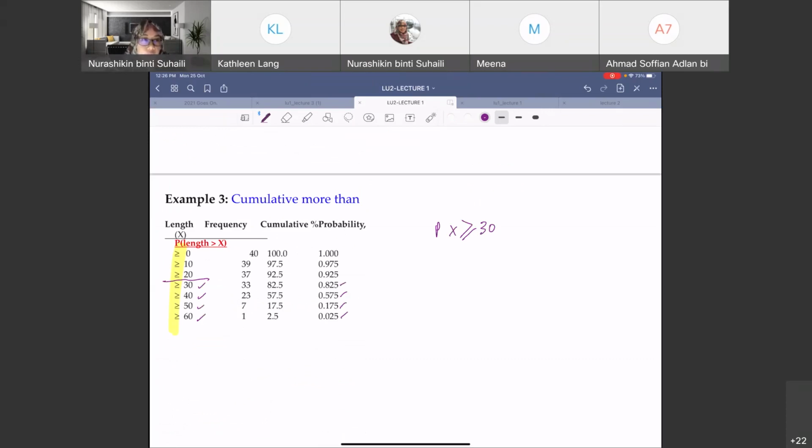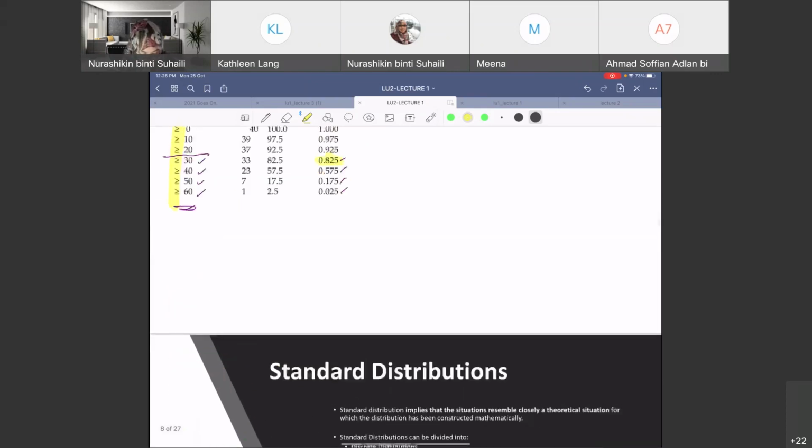Okay, so you have to think logically in any situation that you are analyzing. More than 30 means it goes up to 60. It's not just only this one, right? So you have to think logically. Okay, all right, so that is observed distribution.